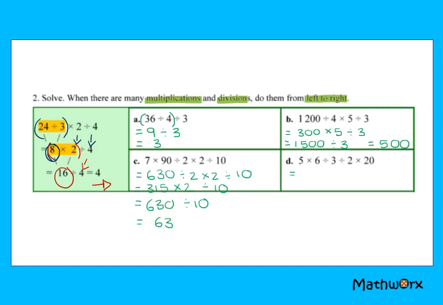Okay, and if we look at D, left to right again, we're going to do 5 times 6 first, which gives me 30. And then we're going to just write the rest. Divide by 3, divide by 2, and we're going to times it by 20. And then left to right again, 30 divided by the 3 gives me 10, divided by the 2, times it by the 20. Left to right, 10 divided by 2 gives me 5 times 20, which gives me 100. Okay, again, we know how to do that. And again, let's move to the next slide.